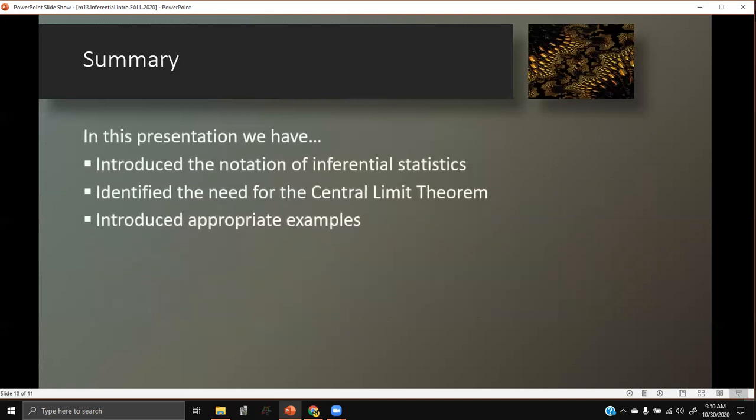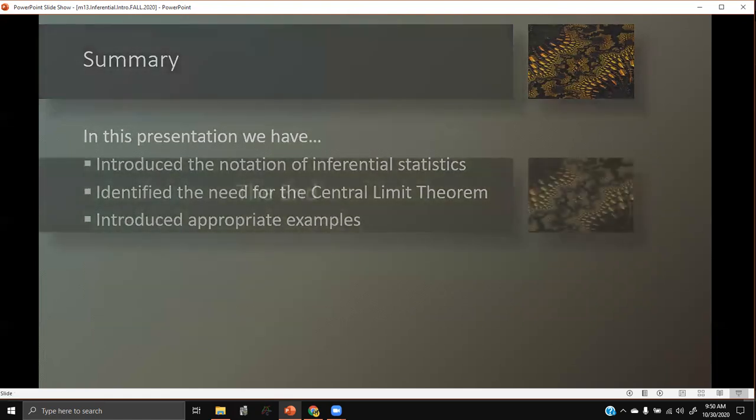So we've introduced this notion of inferential statistics. We've identified a need for the central limit theorem, and we've taken a look at some very, very simple examples to help us get a handle on what this might look like. We're going to start with estimating a population proportion using p hat. That's the first part of chapter 7. I'll have more videos on that, and you can find them down below here in the rest of the technical detail for chapter 7.